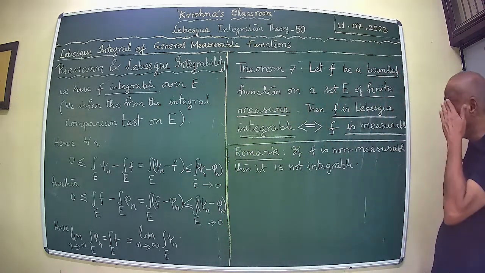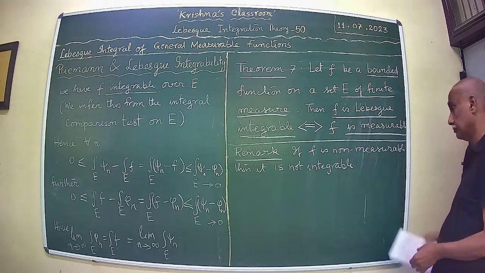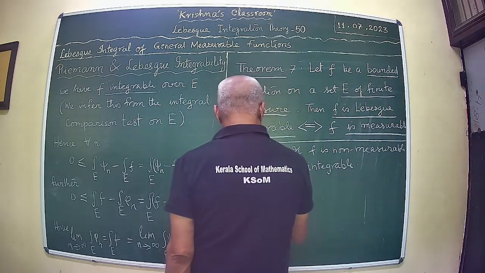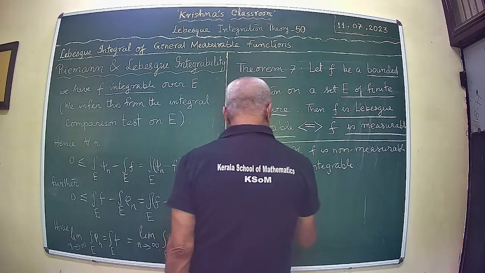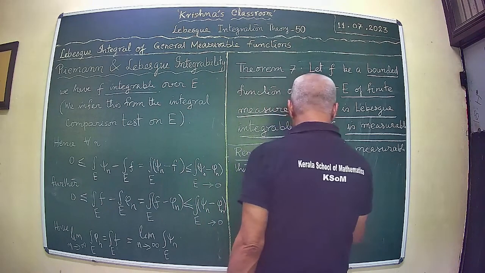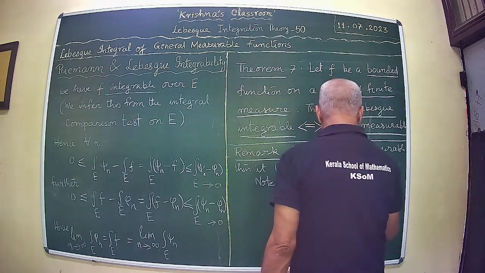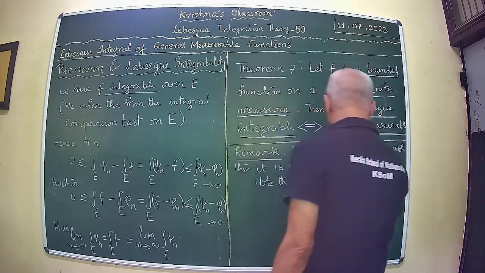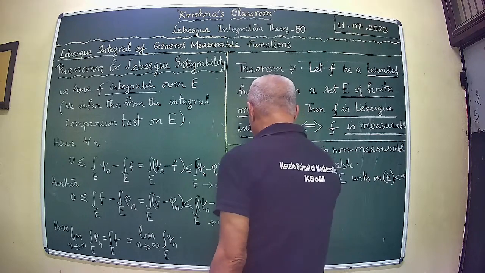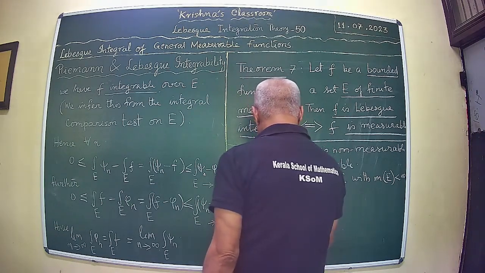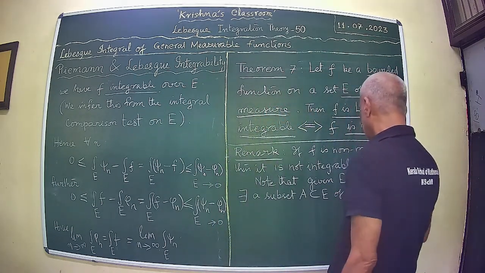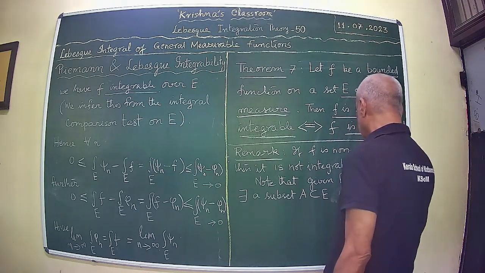It's not integrable. So for that, take note that if E is measurable and of finite measure, there exists a subset A of E which is non-measurable.